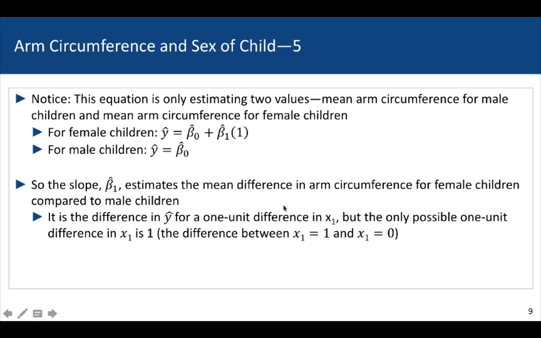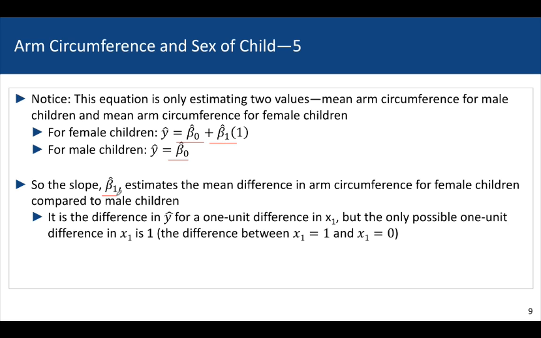So note, as fancy as it seems to estimate a linear equation, this equation is only estimating two values: the mean arm circumference for male children and the mean arm circumference for female children. So again, we're going to get an estimated slope and intercept such that when we're looking at female children, the estimated mean arm circumference for that group is the value of the intercept plus the value of the slope, because x1 takes on a value of 1 for females. For male children, x1 takes on a value of 0, so the slope won't enter into their estimated mean, and it'll simply be the intercept.